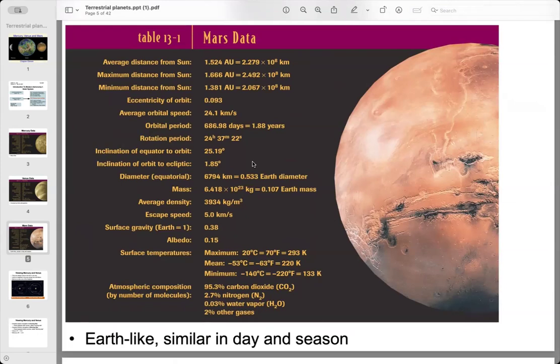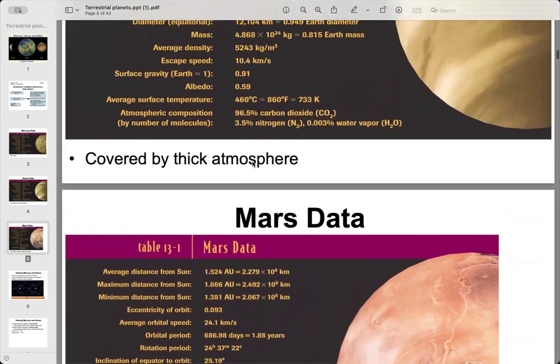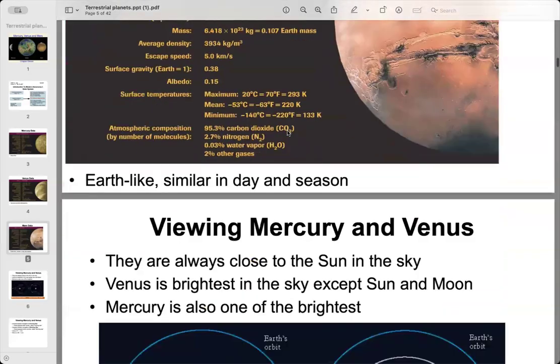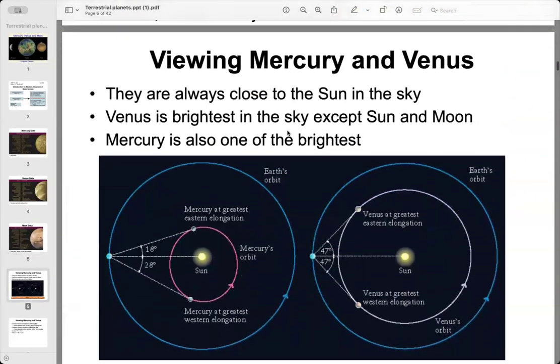Atmosphere, it has a very thin atmosphere, which is composed largely of carbon dioxide, then some nitrogen, and then a very small amount of water vapor and some other gases. By the way, if we look at the atmospheric composition of Venus, it also has majority carbon dioxide, second major gas is nitrogen, and so on.